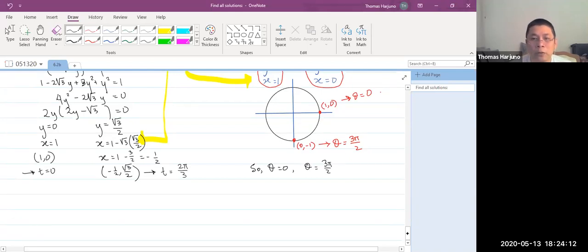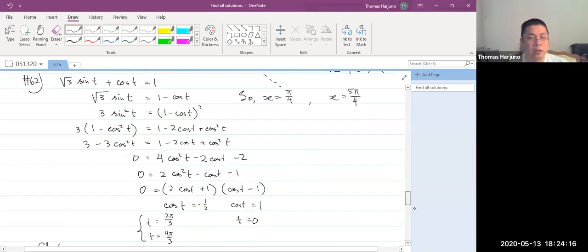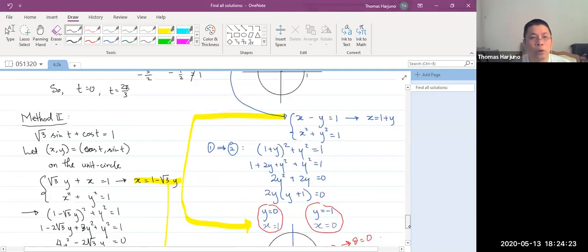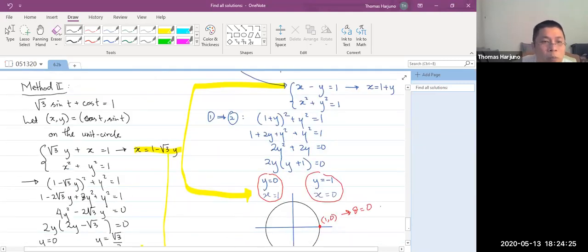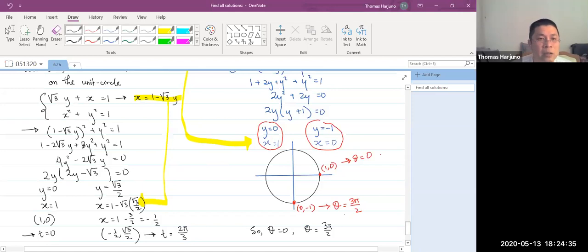There's a trade-off though. In method 1, I square both sides, but I have to check. In method 2, I also square, but I plug that into the second equation. So implicitly, my second equation checks the square that we get from the first equation. That's what actually happened there.